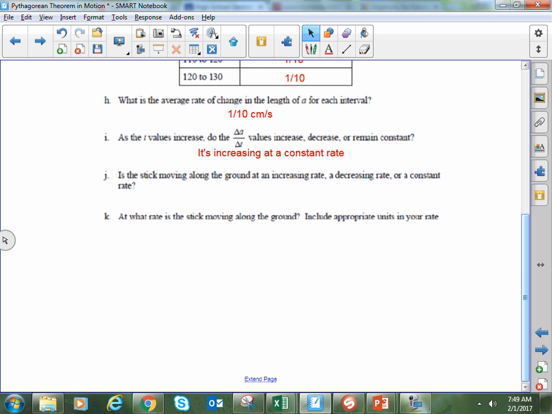Is the stick moving along the ground at an increasing, decreasing, or constant rate? In this case, it's constant. Again, a characteristic of a line in math.